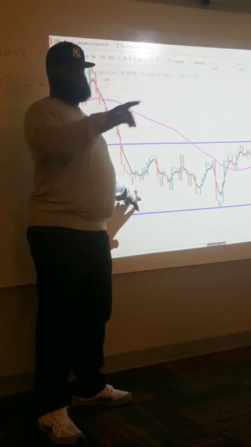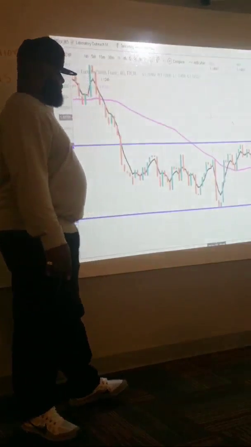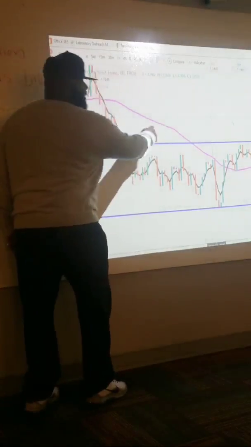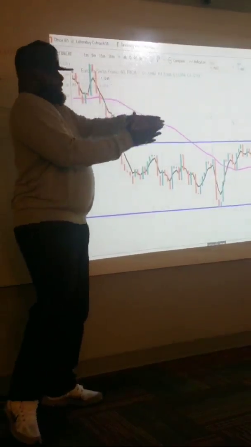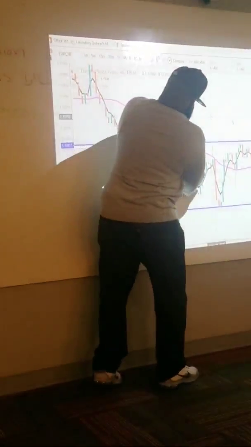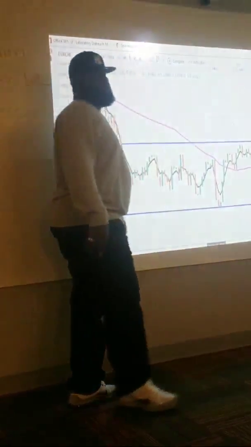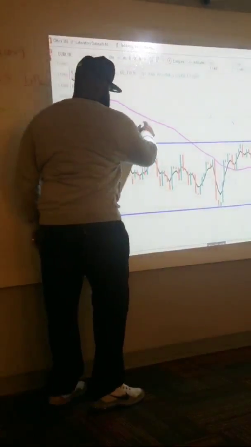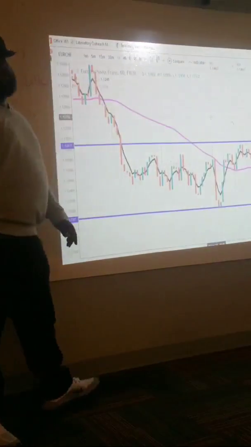Don't be greedy. I wouldn't get out there, because if you look at the distance between the 4 and the 50, it's so spread apart. I would stay and ride until it gets close again. Until it starts squeezing and this starts getting close to here, I'm thinking about getting out at that point. But as long as they are further apart like this, I'm probably going to stay in and let it ride.